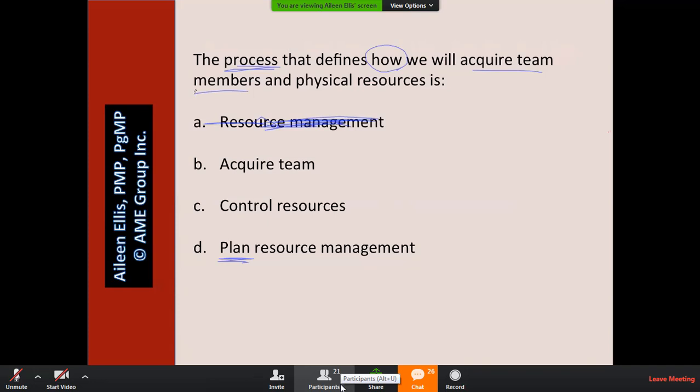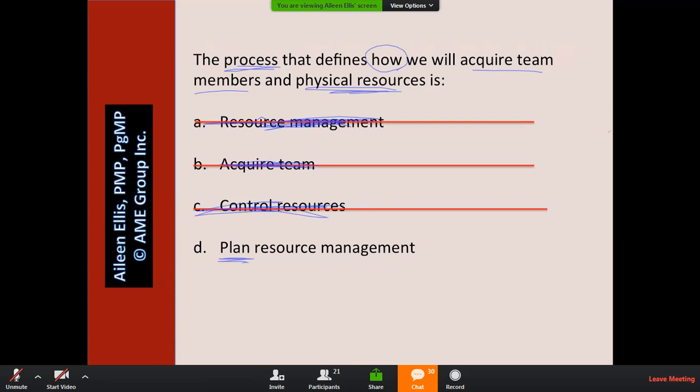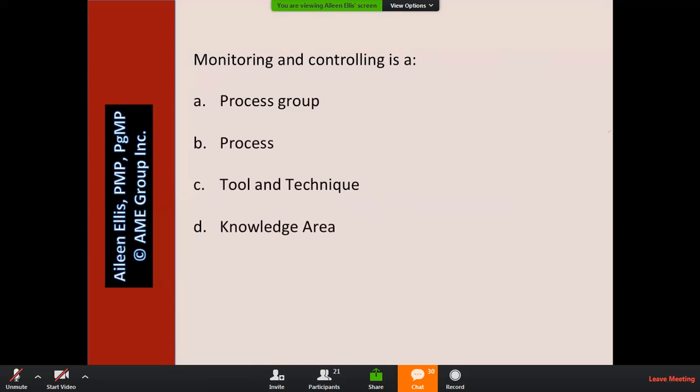So the process has to relate to team members. Which answer does not relate to team members? C. But also the question says, and physical resources. Okay. We're left with B and D. When I think about acquire team, it is about people, not about physical resources. So B is out. What's the only answer that's left? The only answer that's left is D. Okay. So again, it's this word plan and the word how.